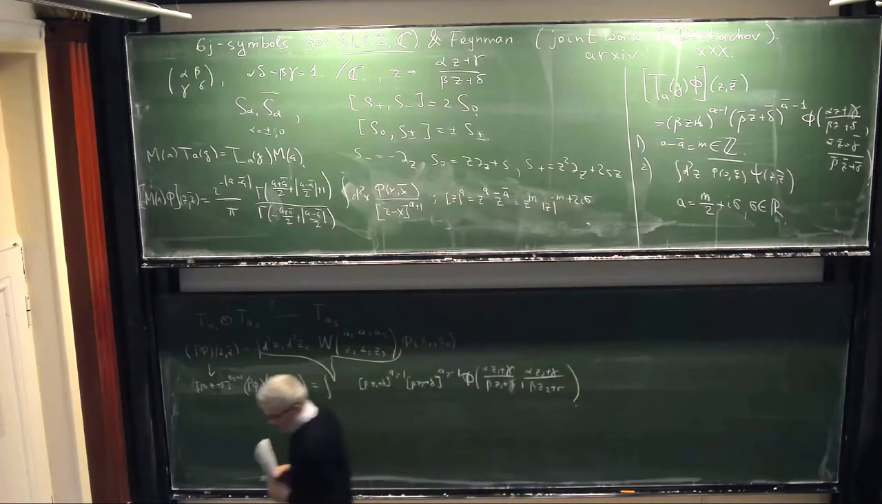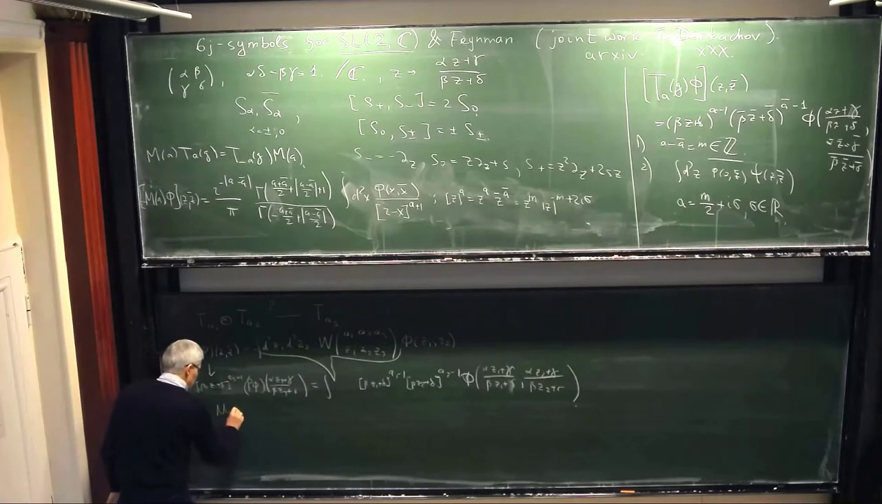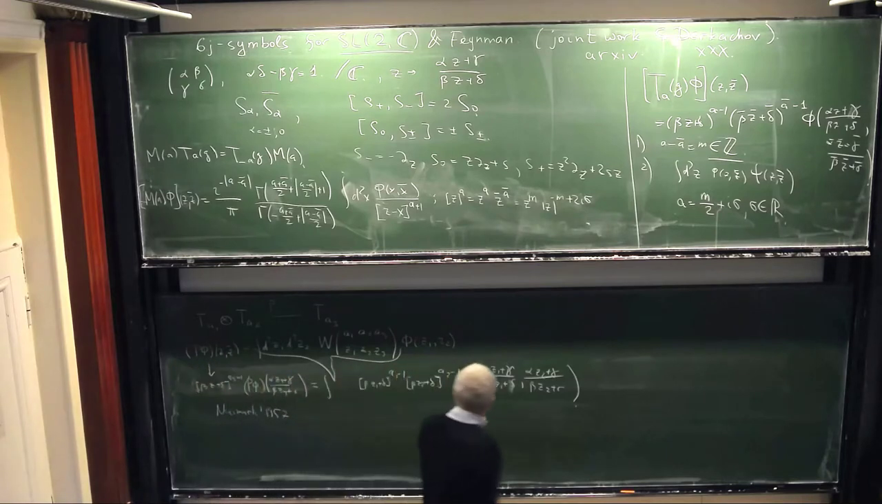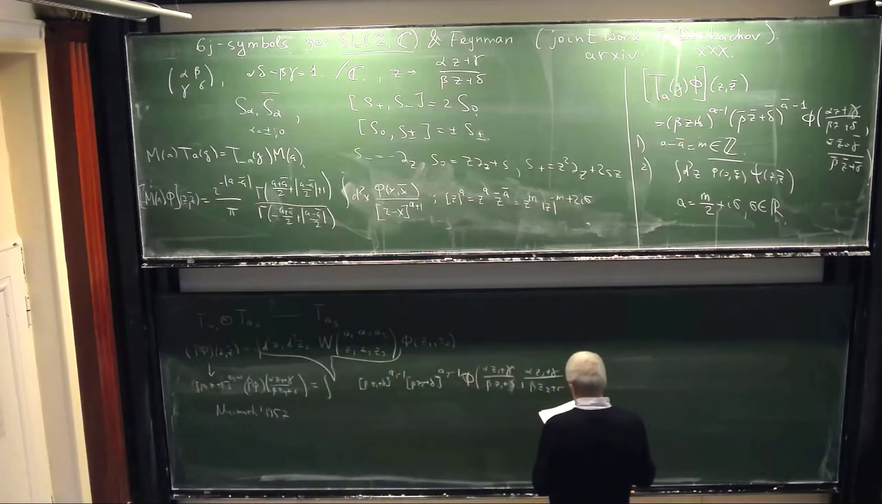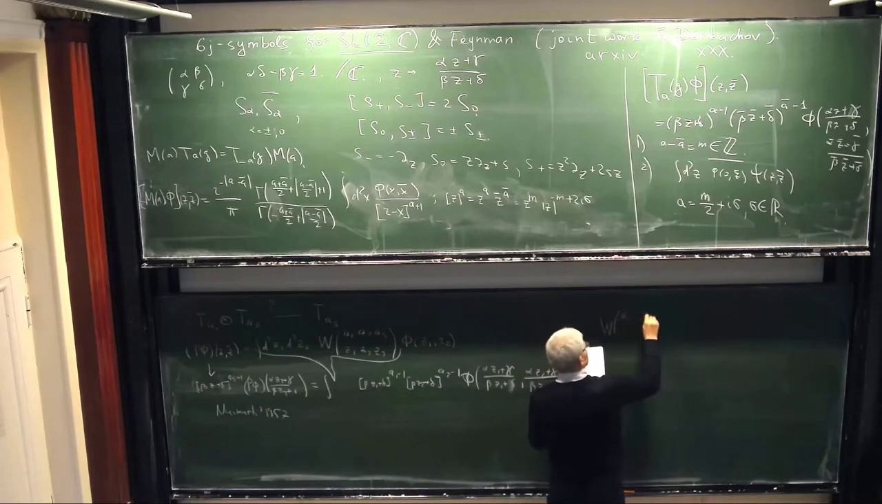That's a demand, and it appears that it's sufficient to determine this coefficient completely. It was solved by this problem, also by Neumark, in 1957, and he published a couple of years later. And the explicit answer for this coefficient with indices A1, A2, A3 and Z1, Z2, Z3 is the following one.